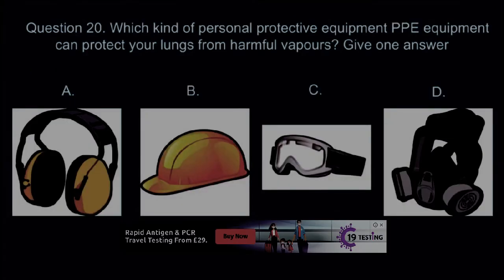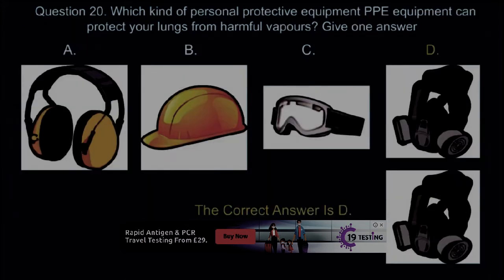Question 20. Which kind of personal protective equipment, PPE, can protect your lungs from harmful vapors? Give one answer. A. B. C. D. The correct answer is D.